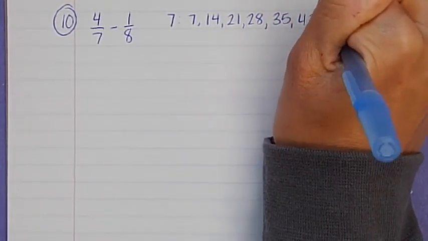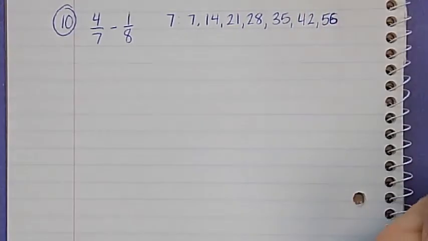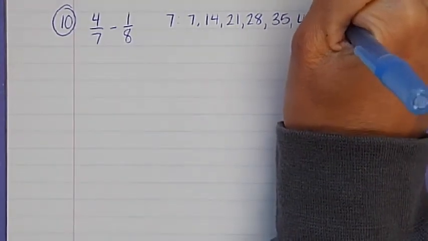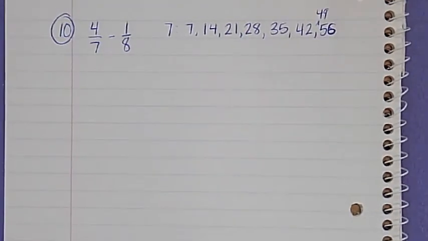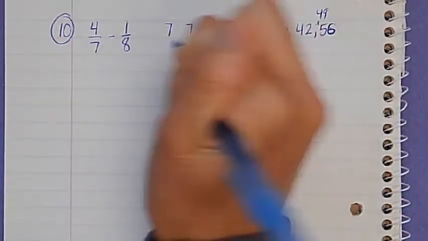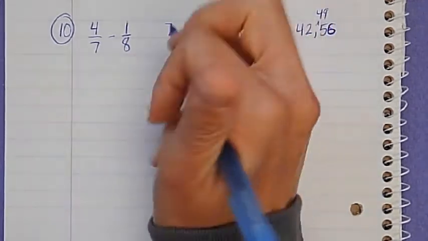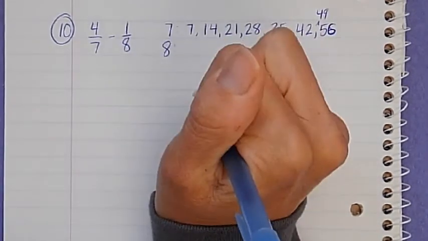7 times 8 is 56. Oops, I forgot 7 times 7. Oh no, 7 times 7 is 49. Okay, well I'm going to stop there because it can't be any bigger than 7 times 8. I'm going to list my multiples of 8 just to make sure.